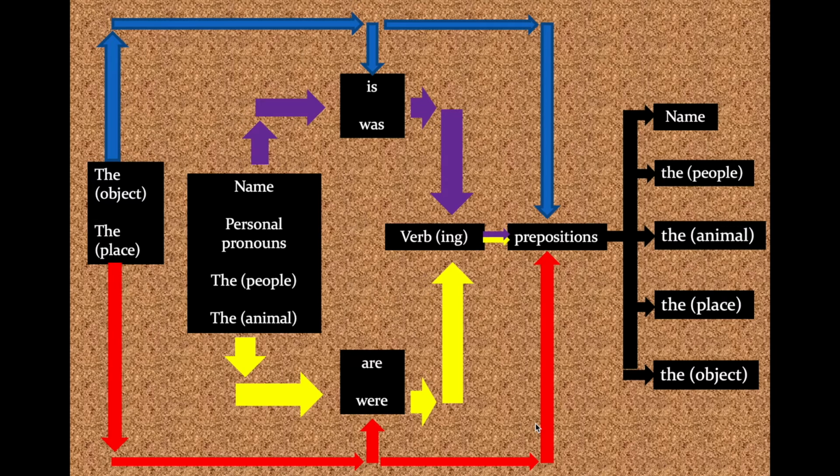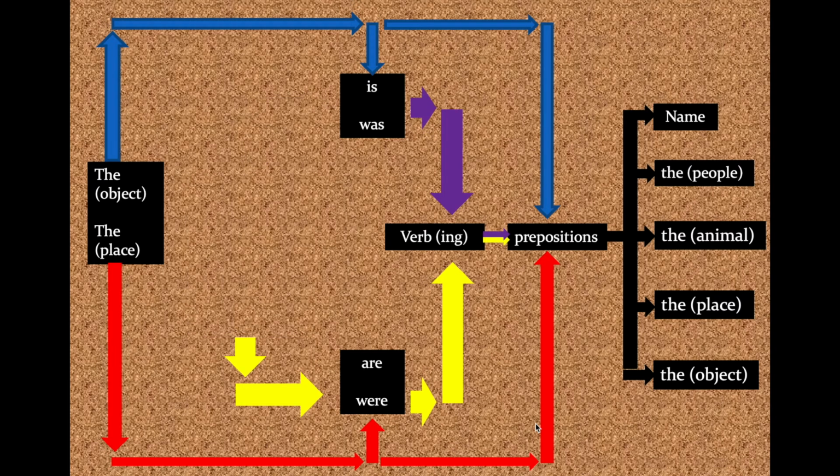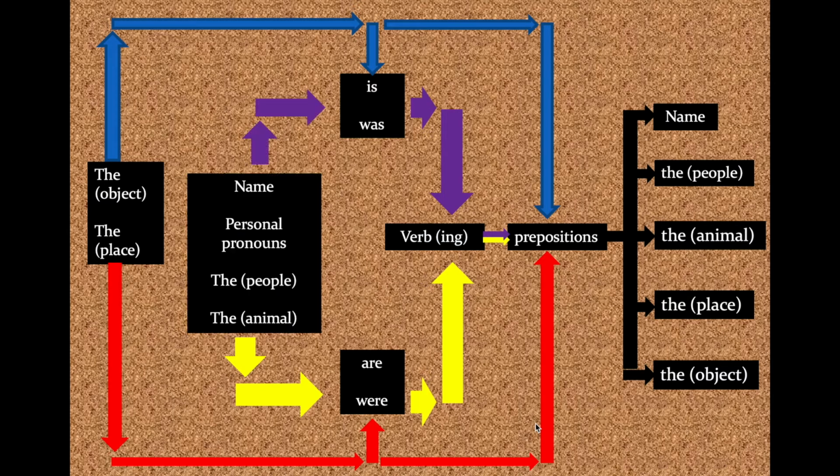Now, let's move to the second type of writing using the Formula 1 method. We start with the purple arrows, which represent the singular subject with the addition of verb ing to form a present tense sentence or past tense sentence. To begin a sentence, we start with a subject. Here are some words given, such as name, personal pronouns, the people, and the animal, followed by a name of object.